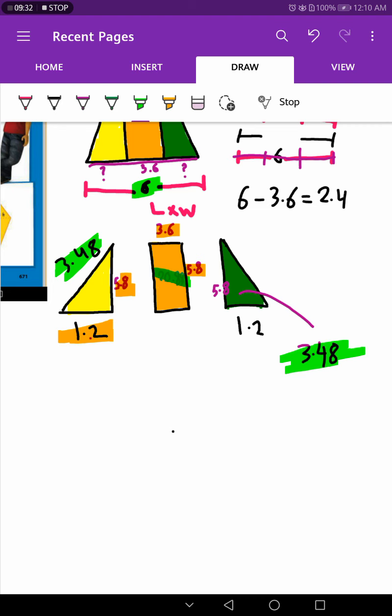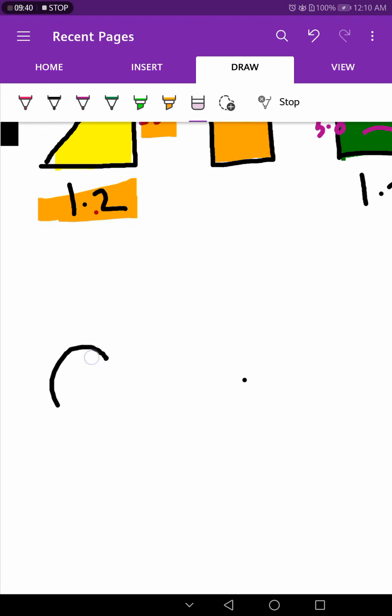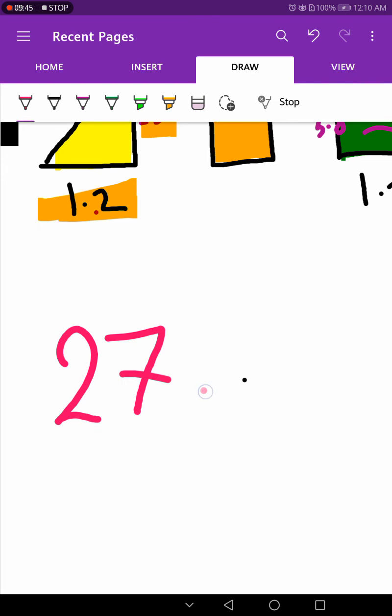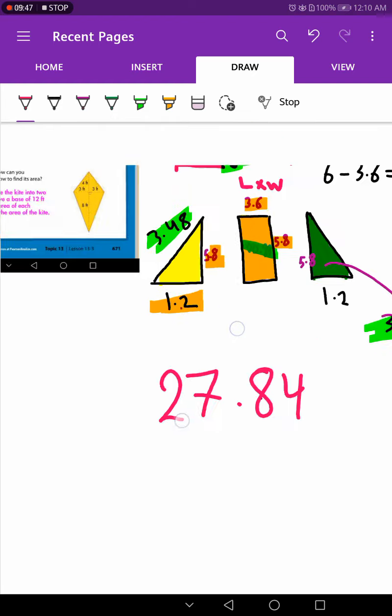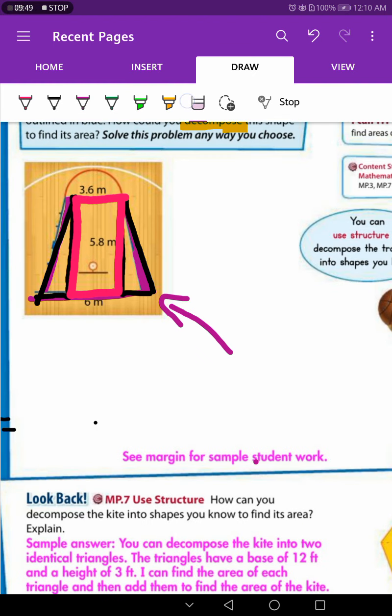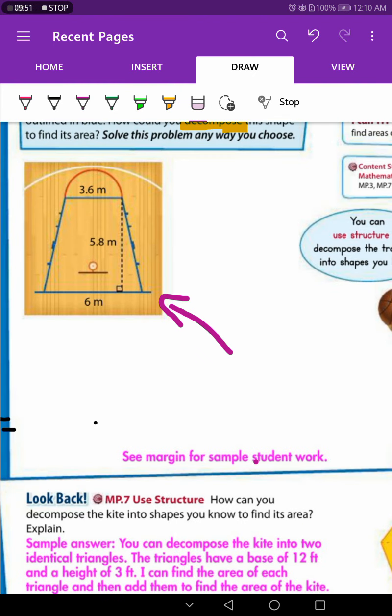I will calculate it for you. It is 27.84. So the area for the whole trapezoid is 27.84. Okay, my dear students, so the area for this one as a whole is 27.84. Boys, I know you have a question.